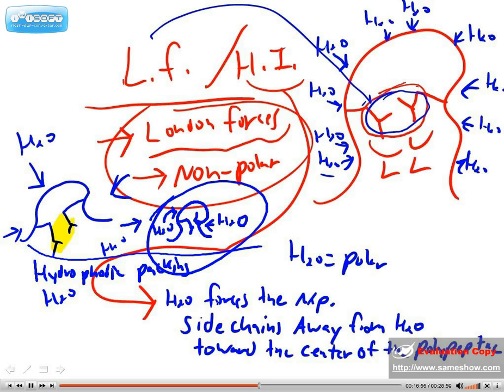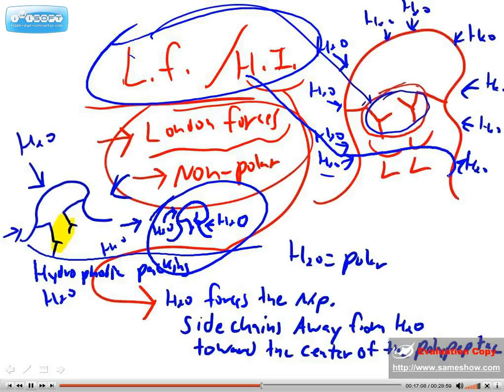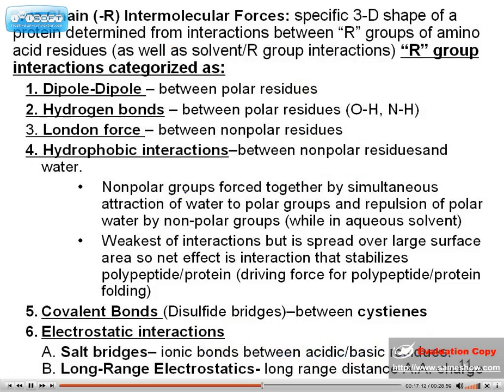So London forces and hydrophobic interaction are interchangeable. You could put either one of them as the correct answer if I were to ask you about the intermolecular force when it comes to leucines. Let's go to the next one.